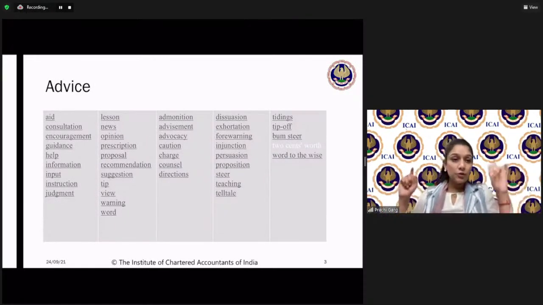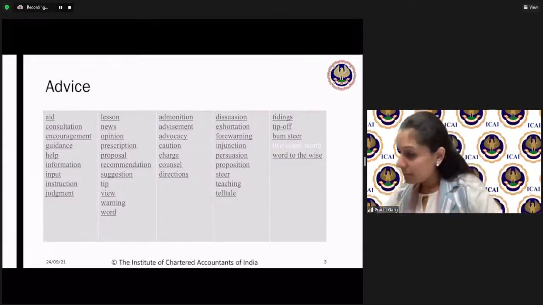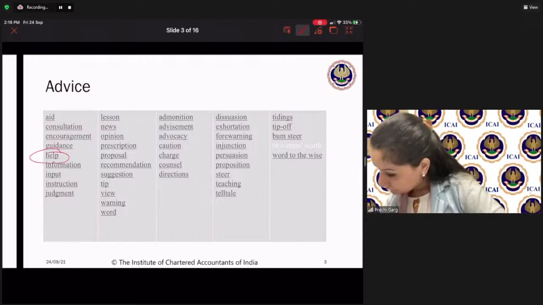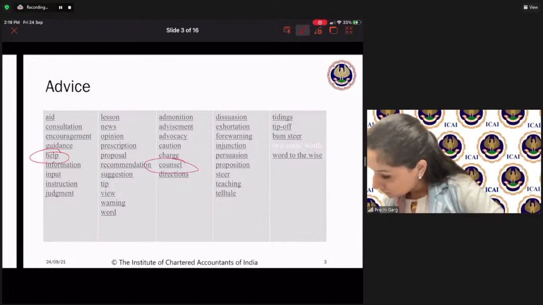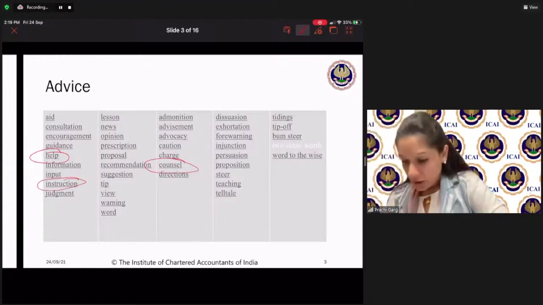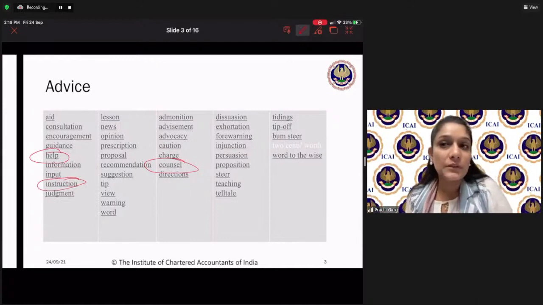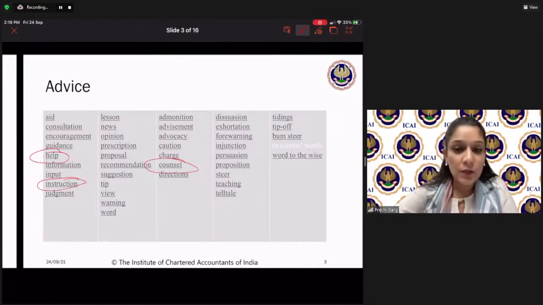Now, if I give you two words, pick these two words and make sentences. Help, counsel, instruction. All right, quickly make the sentences with these three words, then you'll better understand how to use these words and how they're different, yet similarity in some way. There is some similarity in some way. Quickly make sentences.